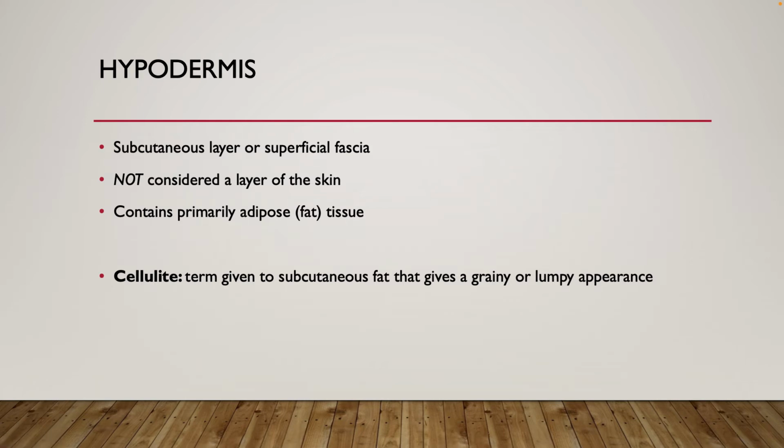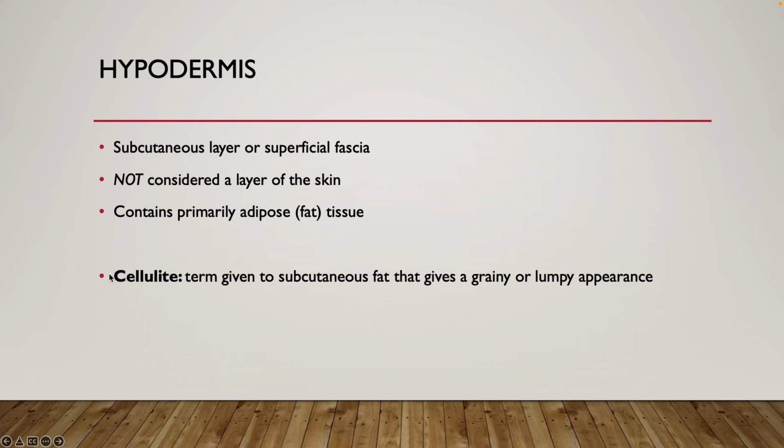Okay, and then our next layer that's not technically a layer of the skin is our hypodermis. Sometimes this is called the subcutaneous layer, sub meaning beneath or below, cutaneous meaning the skin, so this is the layer beneath the skin. And sometimes it's called our superficial fascia. We also have a deep fascia that is located more deeply than this hypodermal layer. Like I said, it's not considered a layer of the skin, and it contains primarily fat tissue or adipose tissue.